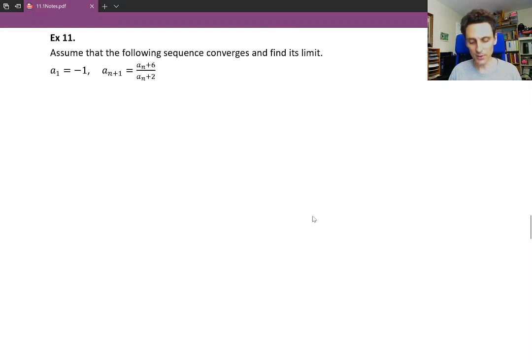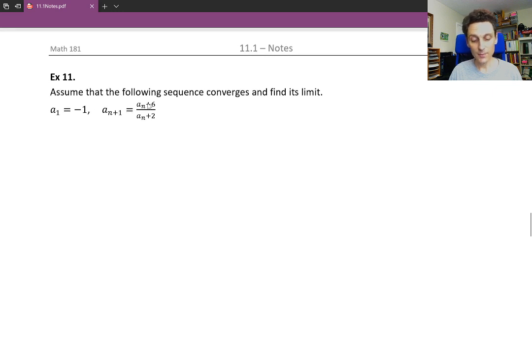Let's take a look at example 11, where it says, assume that the following sequence converges and find its limit. Here we're given the first term, which is negative 1. We're given a way to find the next term given the previous term. Notice the difference between n plus 1 and n is just 1. So for the second term, our n would be 1, and we would use the first term plus 6 over the first term plus 2.